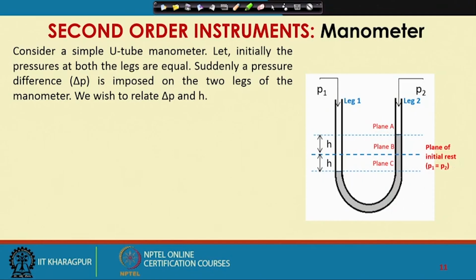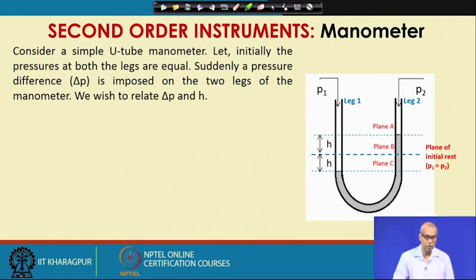Now, let us quickly take an example of a U-tube manometer, and I would like to develop the mathematical model that describes the behavior or the dynamics of this manometer. So, basically we will try to develop an ordinary differential equation that relates input to the manometer and output from the manometer. So, let us consider a simple U-tube manometer.